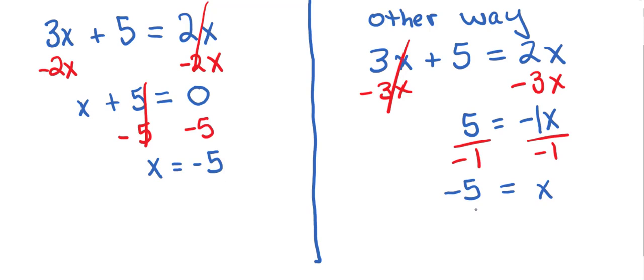Same answer. Just you have to be real careful. If you wipe a side out, that's okay. Put 0 to be safe. Don't move the equals.